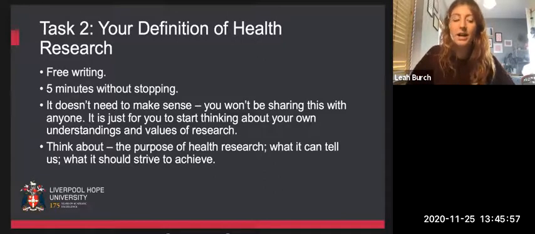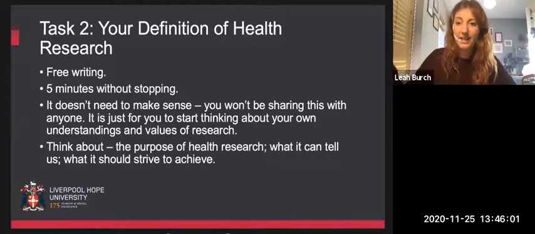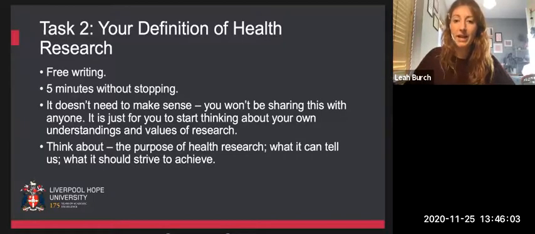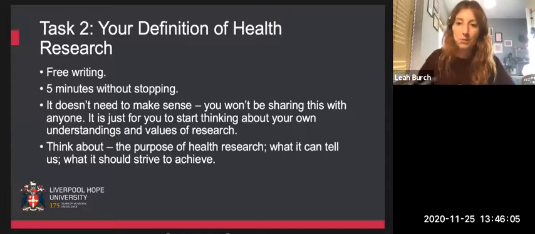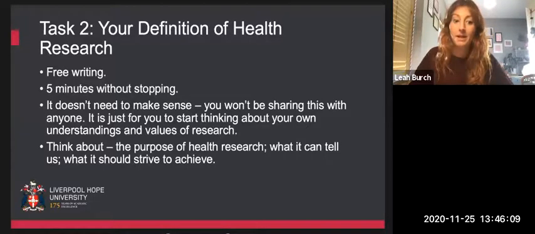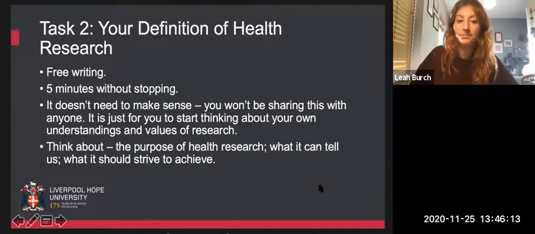Once you've done it, you might want to have a little read through. Can you highlight any key terms, key issues that you've come up against? Has it helped you to think through what health research is, and then maybe what your approach to doing health research would be?